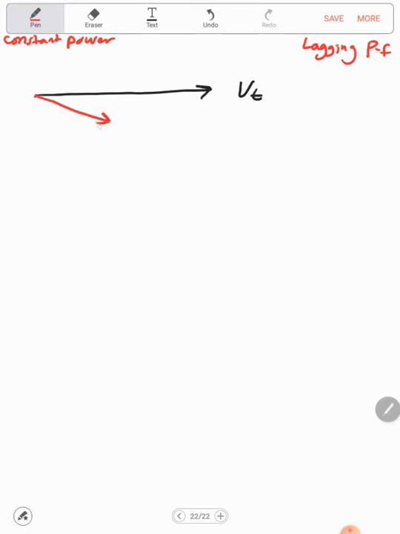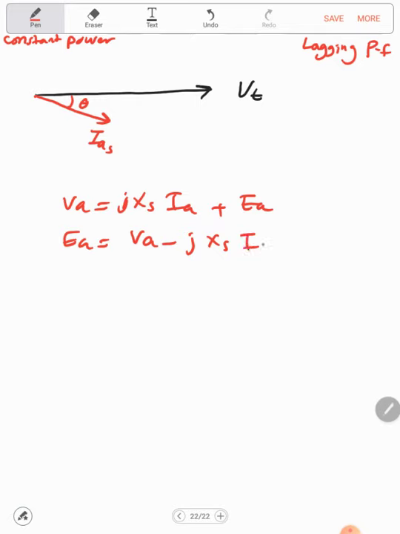So let's assume this is IAS and this is theta. So here theta is negative, lagging power factor. And now we need to calculate the internal voltage, or the induced voltage, or the back EMF voltage, which is EA. So we need to evaluate the voltage equation. VA equals jXS IA plus EA. So EA equals VA minus jXS IA.